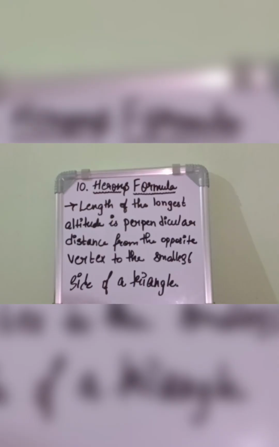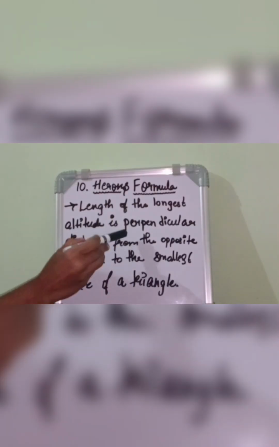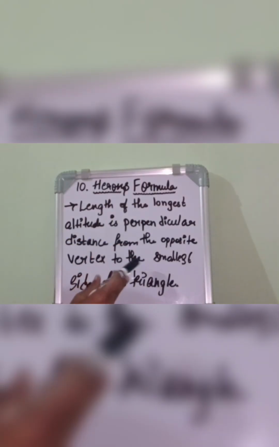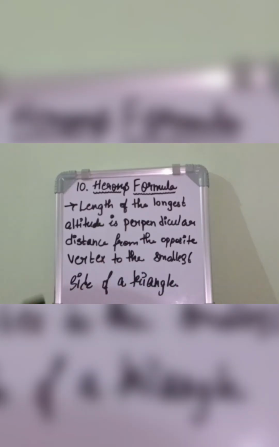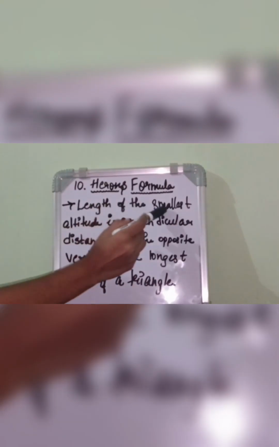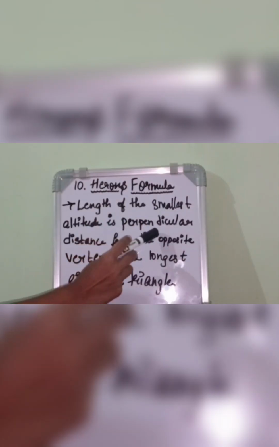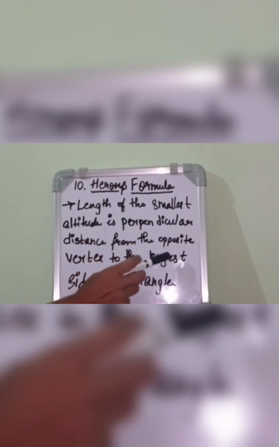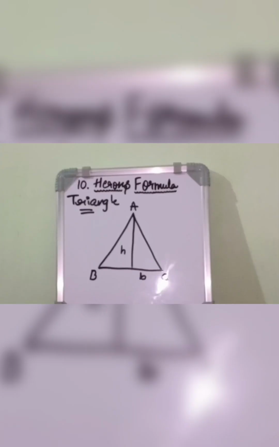Third point. The longest altitude is the perpendicular distance from the opposite vertex to the smallest side of a triangle. Fourth point. The smallest altitude is the perpendicular distance from the opposite vertex to the longest side of a triangle. Now let's recap everything.